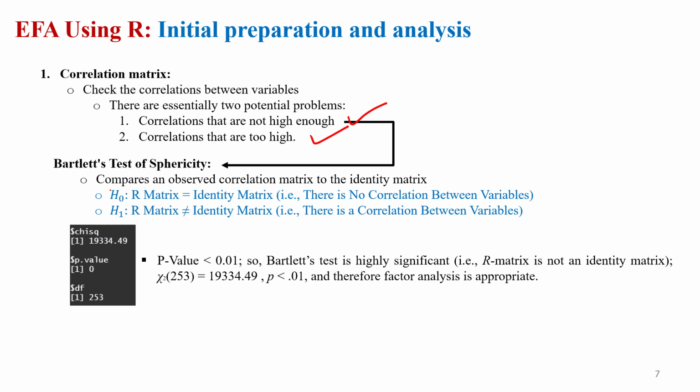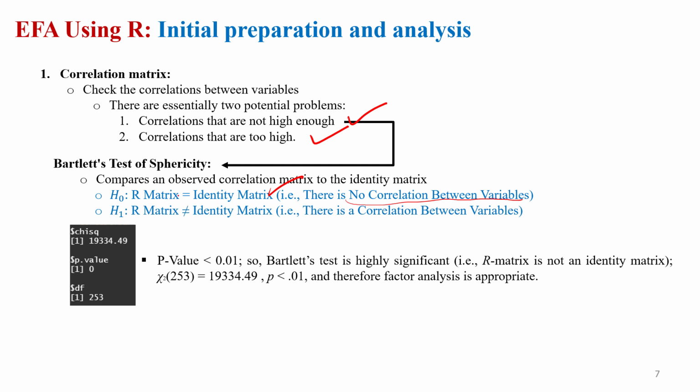So how can we do that? We are going to check our null hypothesis that the R matrix, which means the correlation matrix which we have computed, is equal to the identity matrix or not. The null hypothesis is that the R matrix is the identity matrix, whereas the alternative is that the correlation matrix is not equal to the identity matrix. So if H naught is accepted, that means there is no correlation between the variables. If H1 is accepted, that means there is a correlation between the variables.